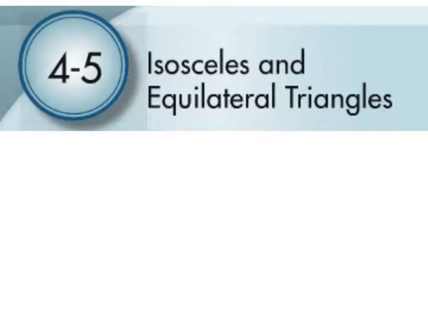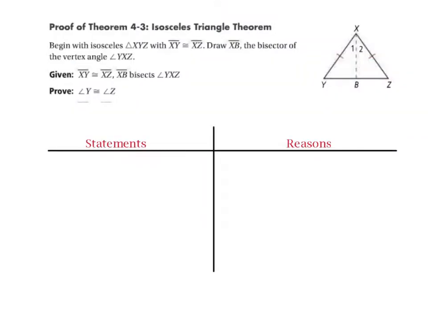Today we're going to take a little break from some proofs, and we're going to look specifically at isosceles and equilateral triangles instead of just regular scalene triangles. Now, I said we're going to take a break from proofs. Well, we got to prove something, and then we're going to use it over and over. So this is the proof of the isosceles triangle theorem.